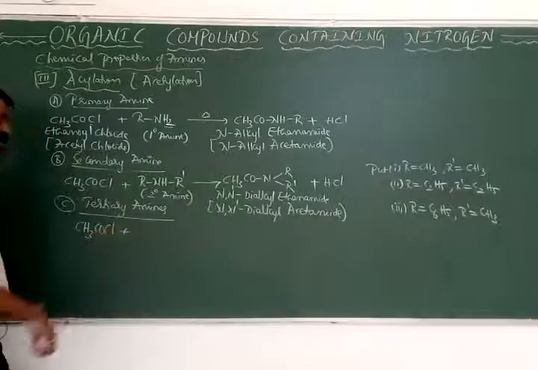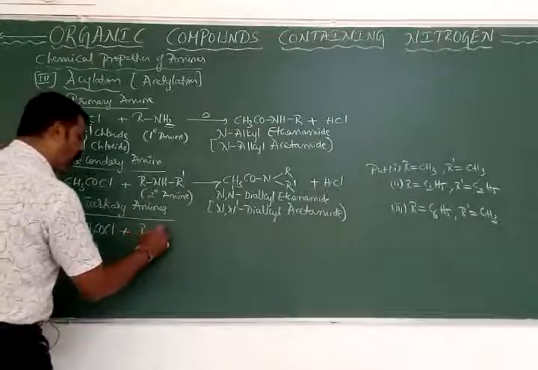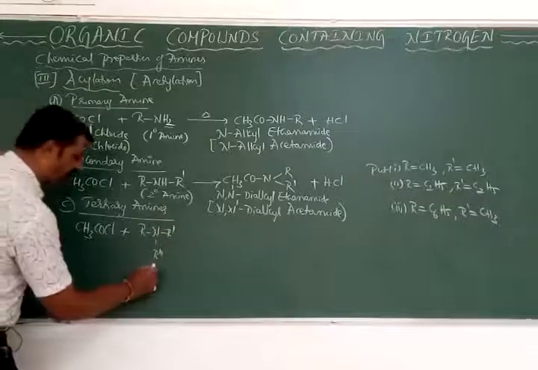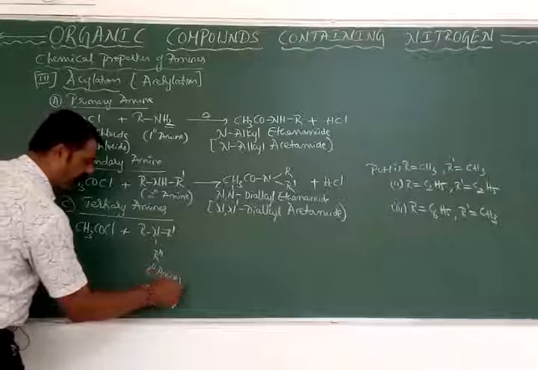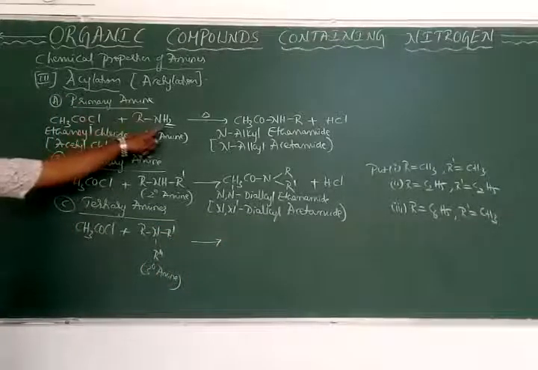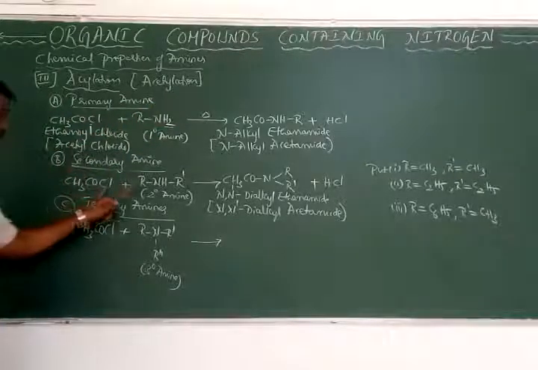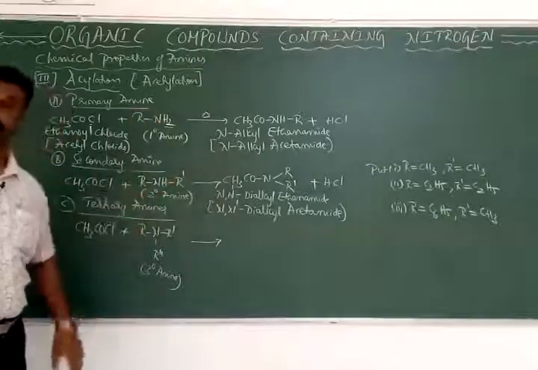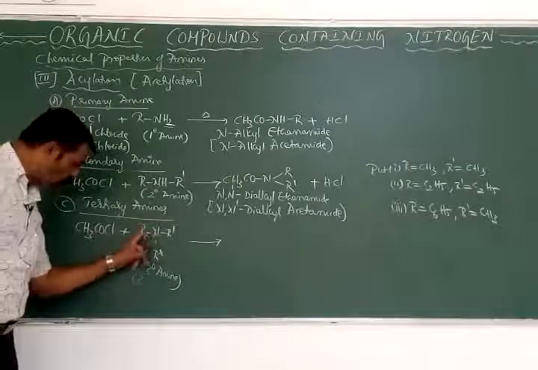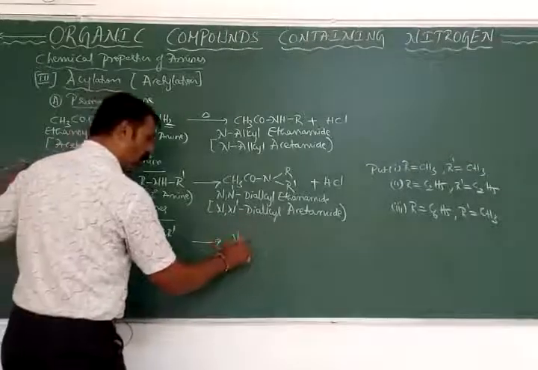CH3COCl, what is this? Acetyl chloride, or it is also called ethanoyl chloride, made to react with RNR'R'', a tertiary amine. Here there is H, here there is a Cl, therefore that is removed in the form of HCl. Here there is Cl, here there is H, therefore that is removed in the form of which one? HCl. Here there is a Cl, but there is no hydrogen, therefore no reaction.